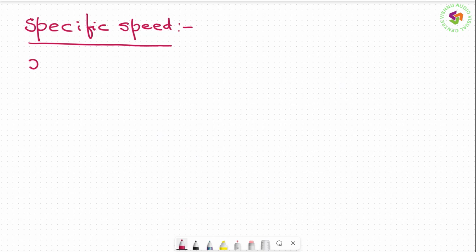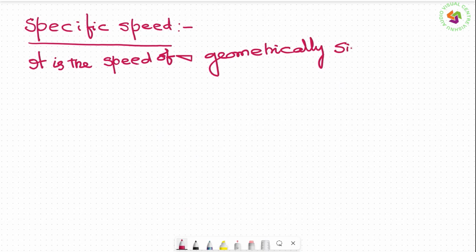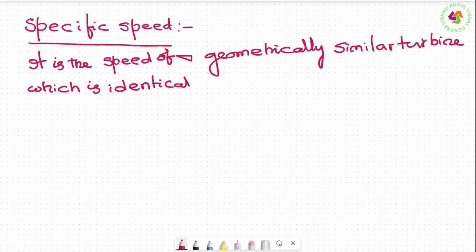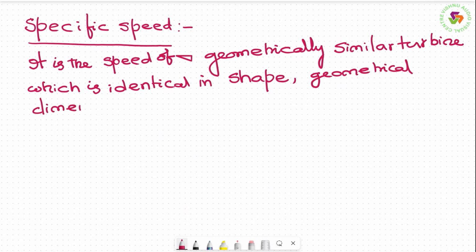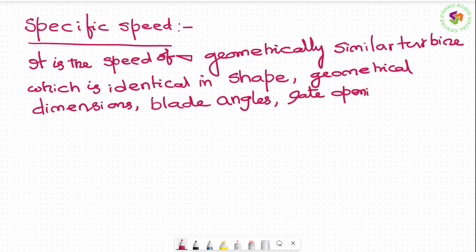So what is it? It is the speed. First thing, specific speed. It is the speed of a geometrically similar turbine. Please note that point. It is the speed of a geometrically similar turbine which is identical in what? In shape, number 1. Geometrical dimensions. Blade angles. Gate opening, etc.